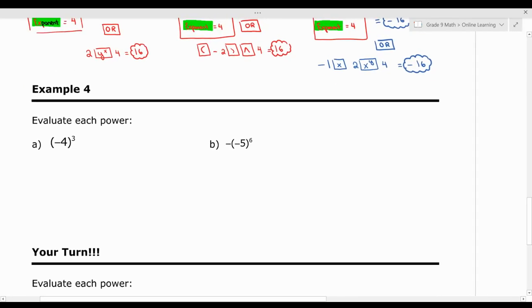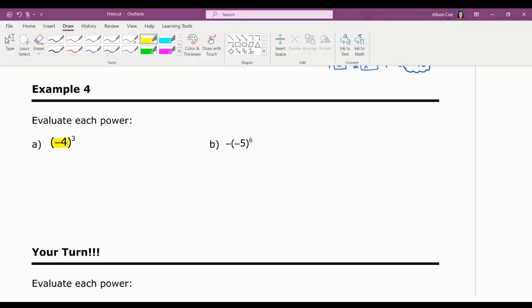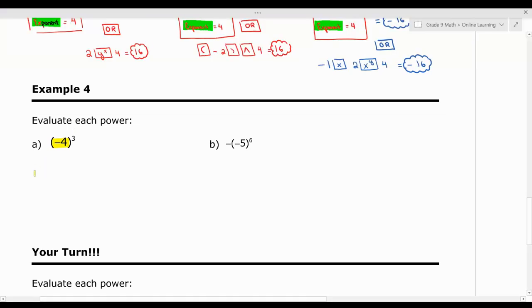Okay, so let's do 2 more together. So number 4 still says the same thing. Evaluate each power. And again, probably a good idea. Identify your base, identify your exponent. So here, my base is -4. It's in brackets. And then my exponent is +3. That's the easy part, right? Just read off the number that's sort of pushed up to the top.